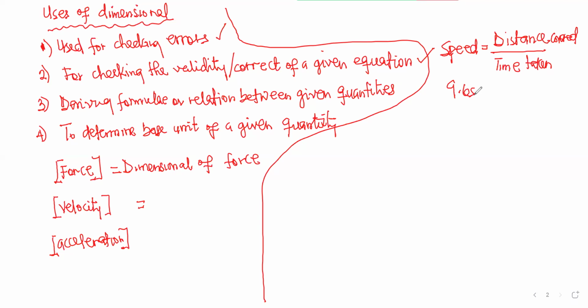Yes, sir. So if we want to determine the speed of a body or an object, we look at the distance, and the time taken to cover that distance. So speed is distance over time. Let's determine the dimension of speed.